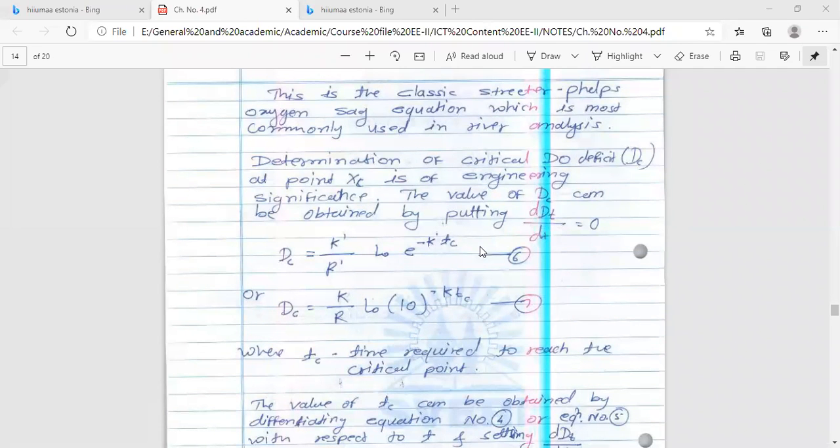What is the value of K? Value of K is 0.1. Value of R is 0.3 into L naught. L naught you have calculated, and that value of L naught is 38.78 into bracket 10 raised to minus K is the 0.1 again, and value of TC recently you have calculated, and that value is 2.019. Is it? Then you can calculate DC. Calculate DC and tell me the answer.